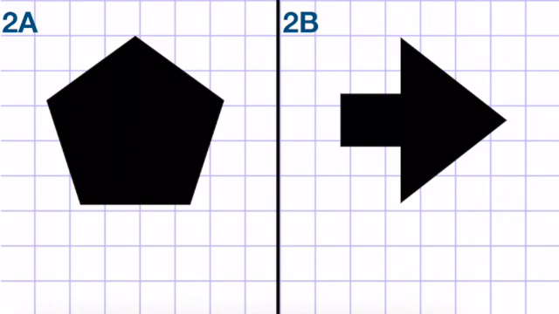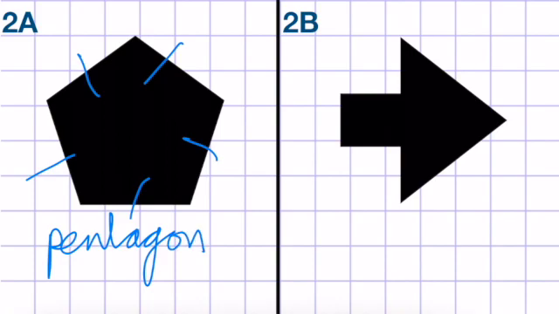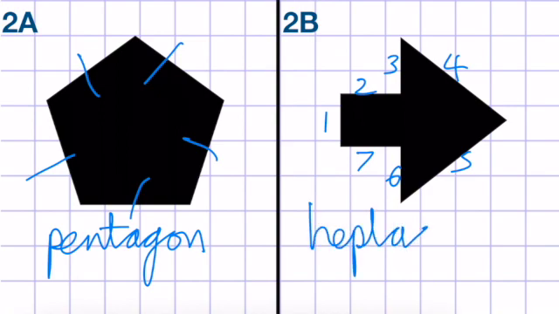Right, so this one, 1, 2, 3, 4, 5. 5 sides. That's a pentagon. Let's count the sides on this one. 1, 2, 3, 4, 5, 6, 7. 7 sides is a heptagon.